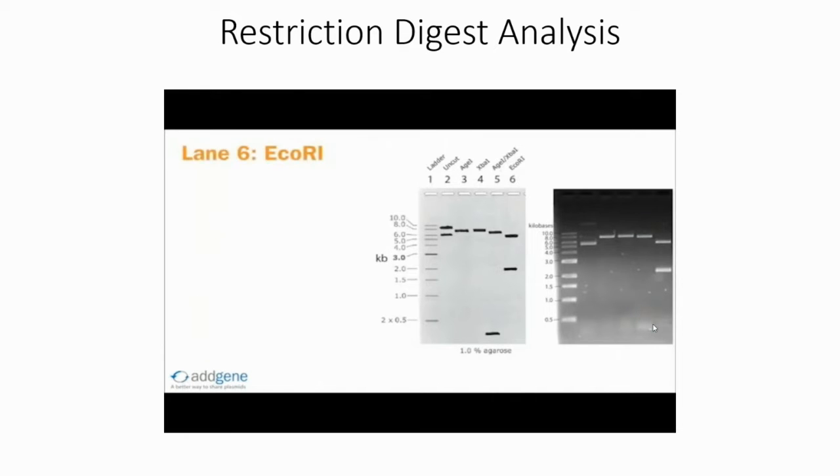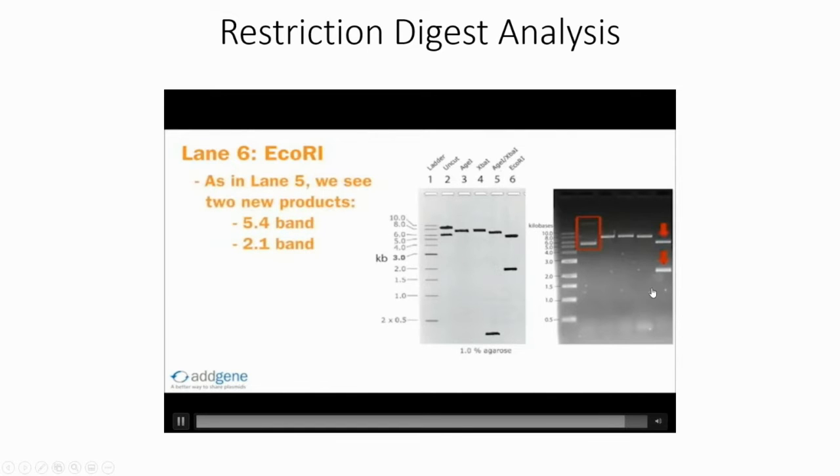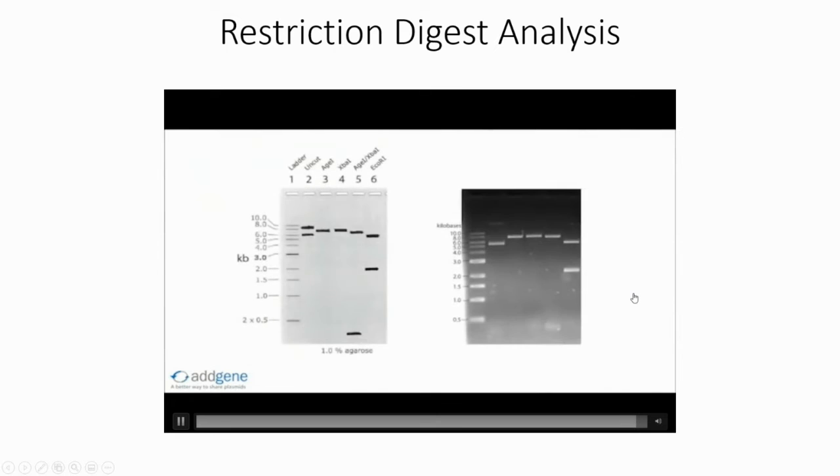Lane 6 is the EcoRI digest. Again, we see two new digestion products in this lane relative to the negative control lane. Notice we do not see any residual nicked or supercoiled bands, which indicates that the reaction was run to completion. Overall, our gel looks close to the expected results, and we don't see any bands that we can't explain.